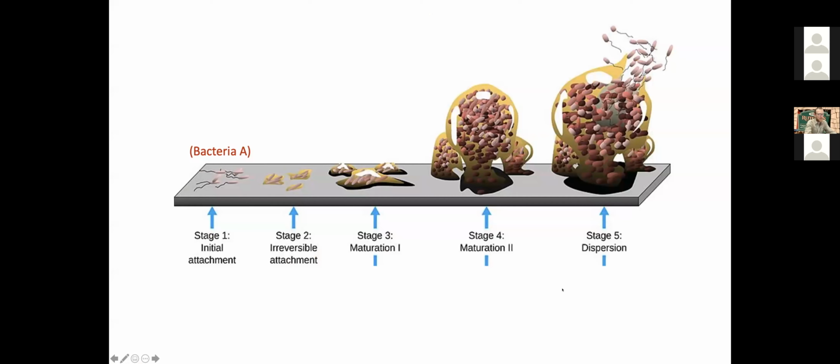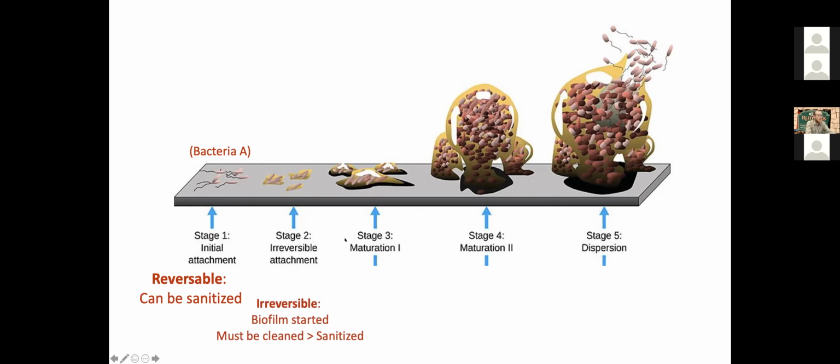So we're going to go through that a little bit more completely here. So we have this initial stage, the bacteria just landed. It's reversible, and you can use a sanitizer. In the second stage, the biofilm is being initiated. The bacteria are starting to talk to each other, and they're excreting that protective coating. That's that yellowish looking material here. And you have to clean these before you can sanitize them at all of the stages past this first stage.